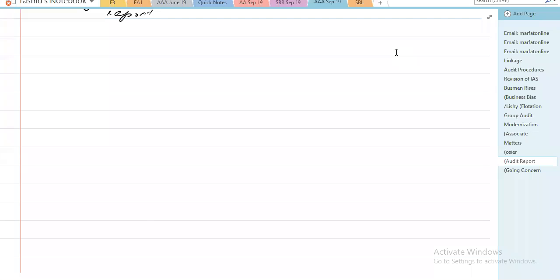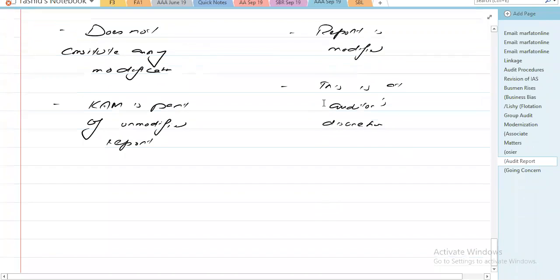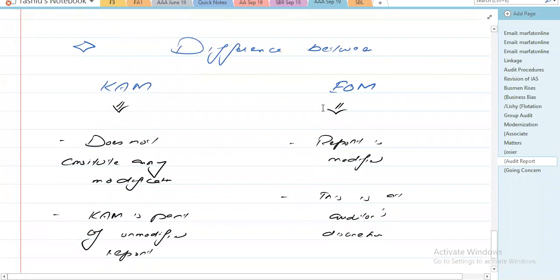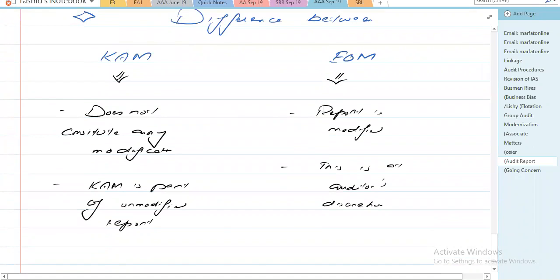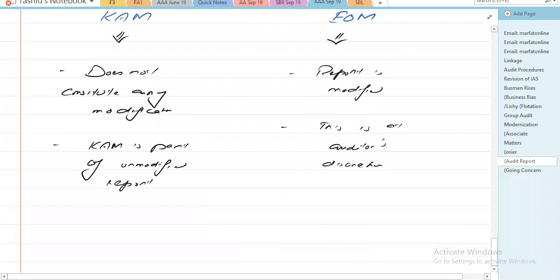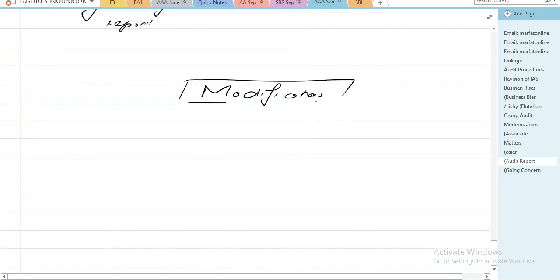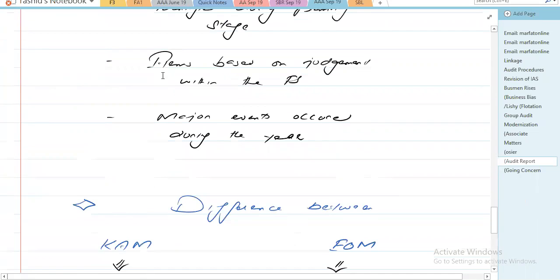All right, so now we are continuing from the other parts of the report. In the previous session, we discussed the difference between the CAM and the emphasis of matter paragraph. Now, let's come towards modifications. I told you that when you talk about the modified report or the modified opinions, there are three modified opinions.